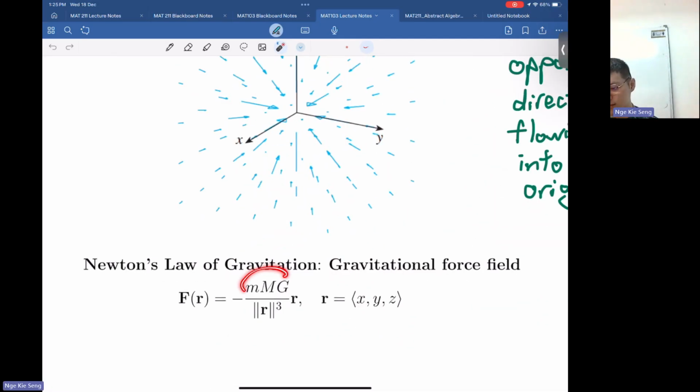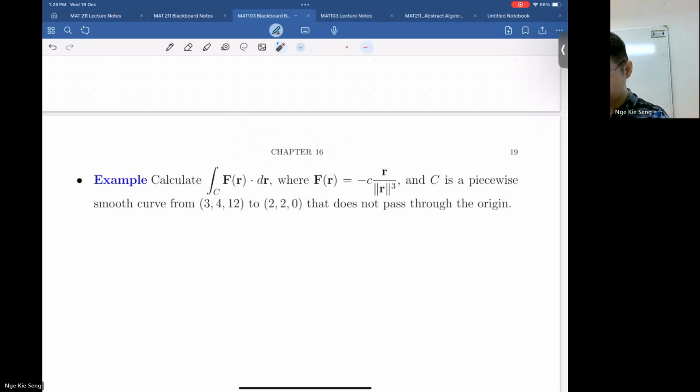And just that we combine the coefficient just now, and then you have R over the norm of R cubed. Okay, yeah, makes sense. So this is the gravitational vector field, and you want to integrate over this piecewise smooth curve here.